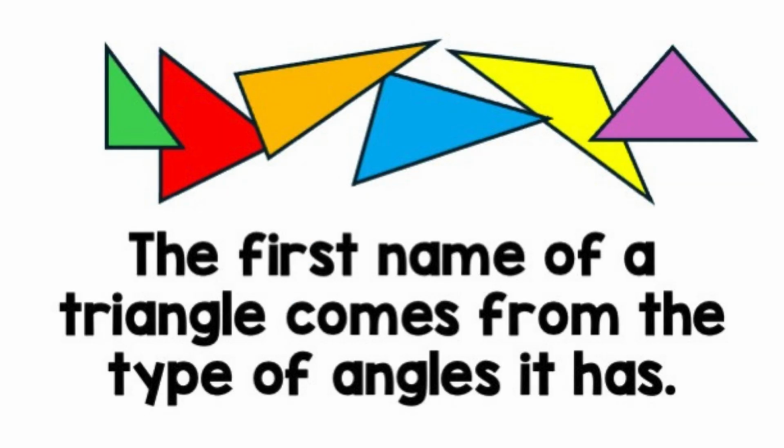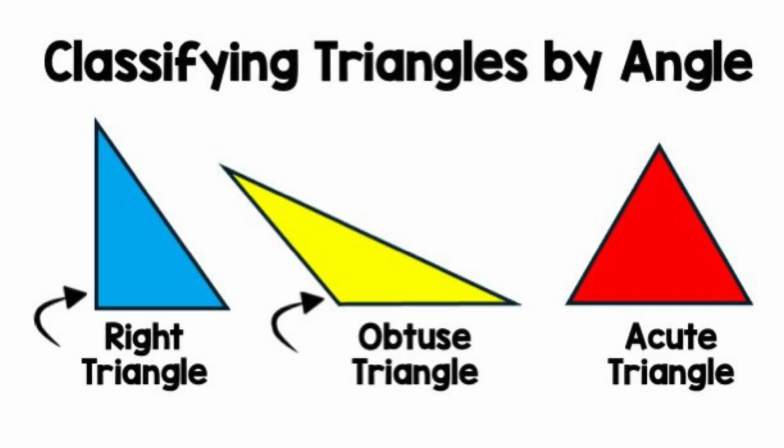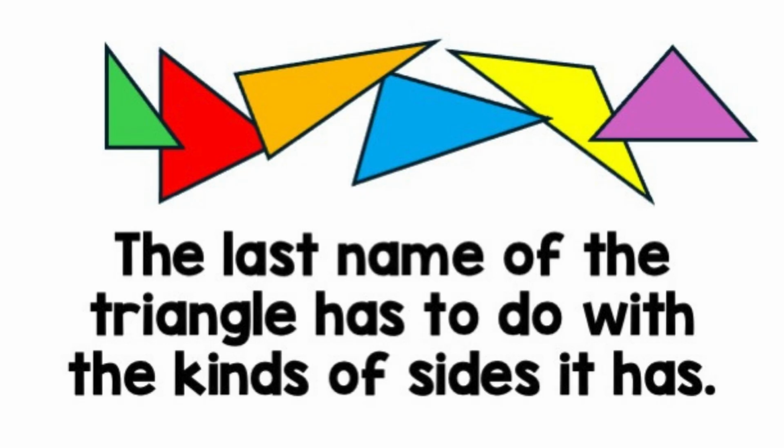The first name of a triangle comes from the type of angles that it has. So if a triangle has one right angle, it's called a right triangle. If a triangle has one obtuse angle, it's called an obtuse triangle. And if a triangle has no special angles, if all three of the angles are less than 90 degrees, it's called an acute triangle. Today we're going to see that the last name of a triangle comes from the type of sides that it has. Let's get started.